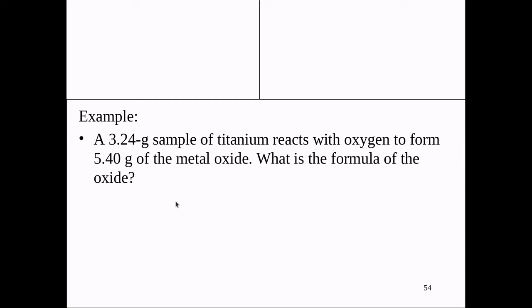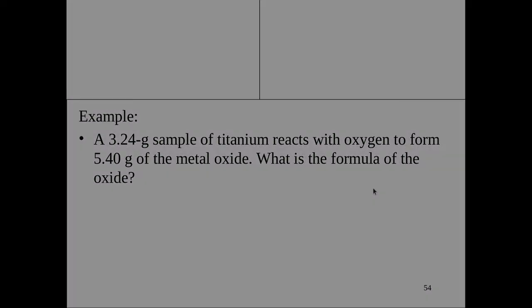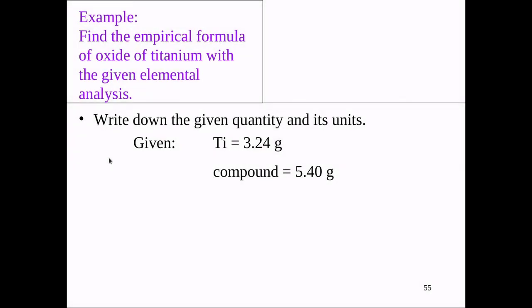Now we just have to figure out of this sample, what portion of this mass is titanium and what portion of this mass is oxygen. And then we'll be already at the second step of our solution guide map. So from the information that we were given in the problem, we know that we had 3.24 grams of titanium and that we formed a compound by adding oxygen, and the final mass of that compound was 5.40 grams.